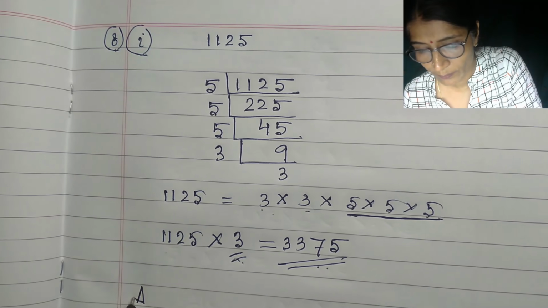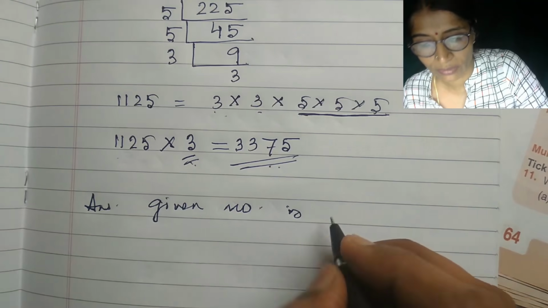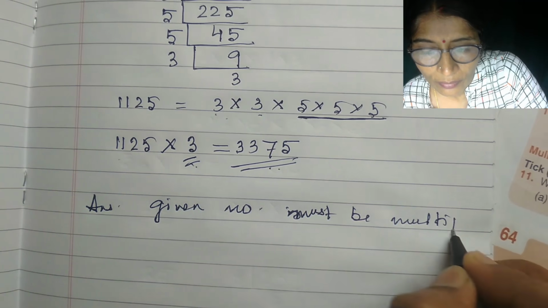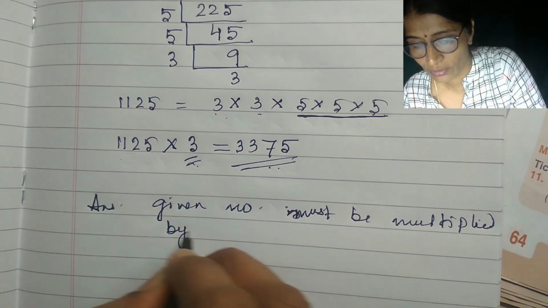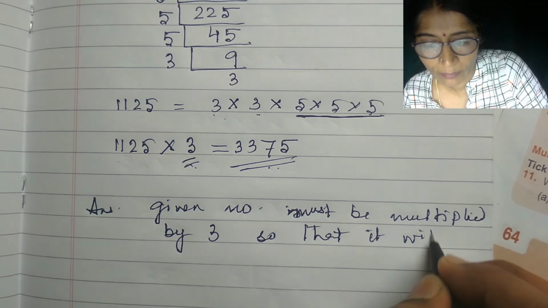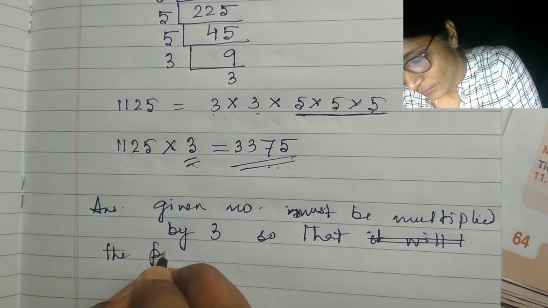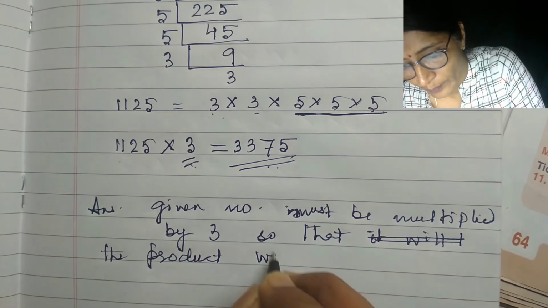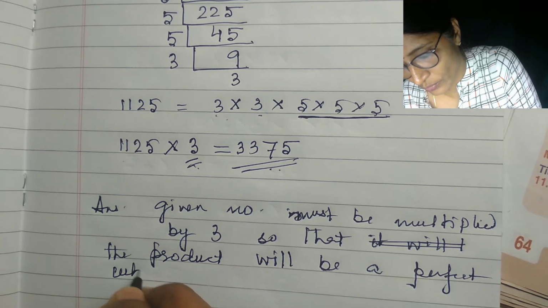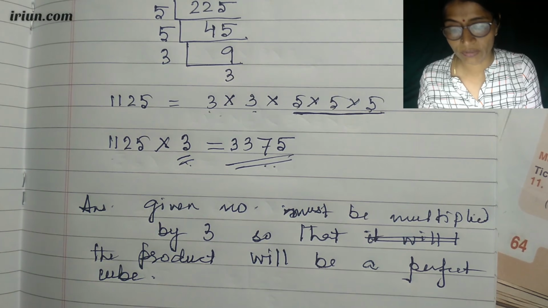So my answer will be: the given number must be multiplied by 3 so that the product will be a perfect cube. So that product will be a perfect cube.